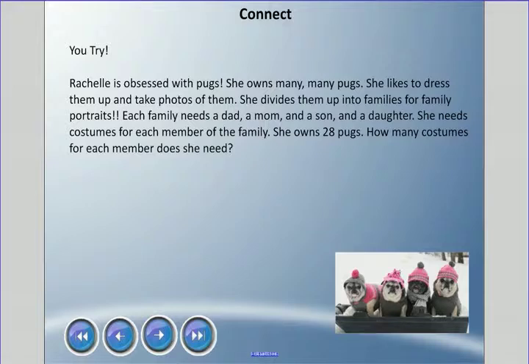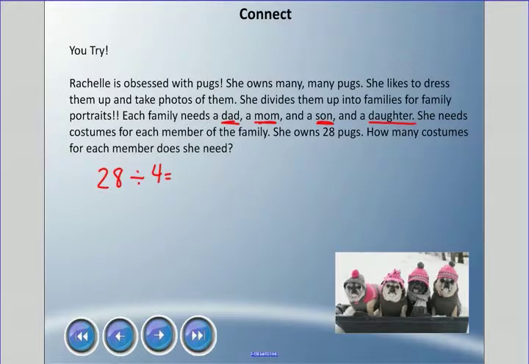Let's make a division fact here. So there's 28 pugs in total. So we're going to divide by how many members are in each family. So how many members of the family do we have? There's a member here, a member here, a member here, and a member here. There is 4. So she needs 4 sets of each thing. So we're going to divide by 4.